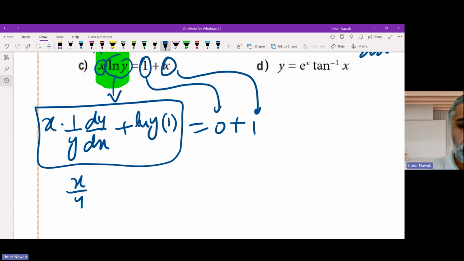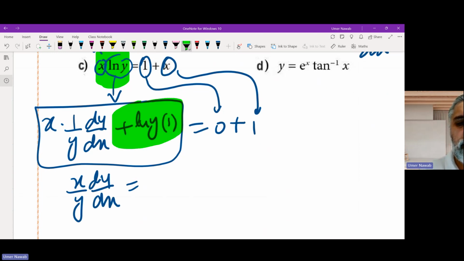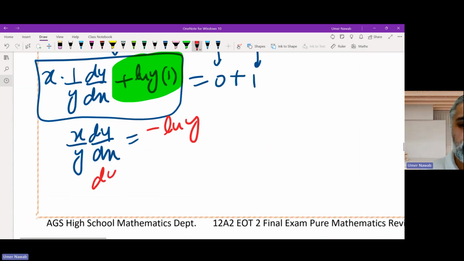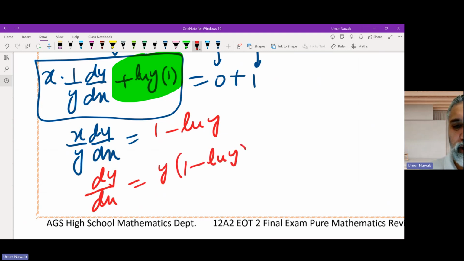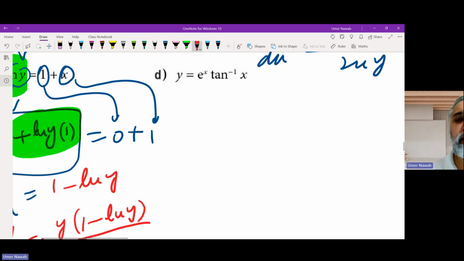Keep x over y here dy by dx, and this ln of y on the other side, it is minus ln of y. Now I want to make dy by dx the subject. Sorry guys, when it goes to the other side, because 1 is already there, so 1 minus ln of y. Now when I send it to the other side, y goes up: 1 minus ln of y, divided by x. That's the final answer.